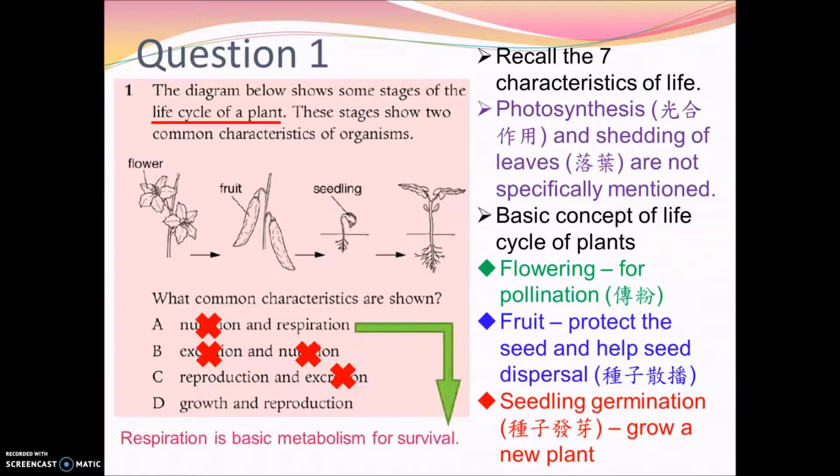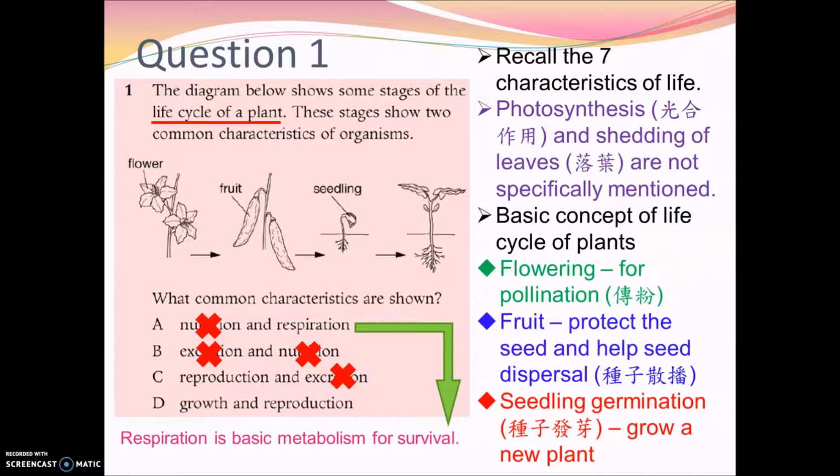And then one more thing is that for the respiration, we know that it's a very basic metabolism for survival of the plant. But actually for this diagram, because we are talking about the life cycle, okay? So that's why even we know that the plant is undergoing photosynthesis and then respiration, but it's not really talking about the growth and the reproduction.